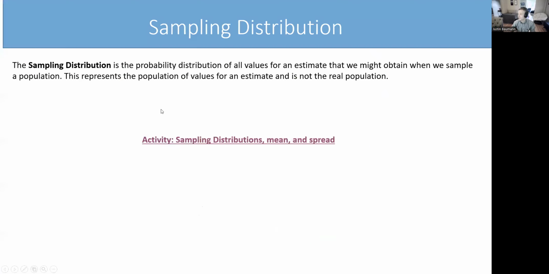All right. So to define the sampling distribution, what we've been talking about, it's the probability distribution of all values for an estimate that we might obtain when we sample a population. This represents the population of values for an estimate and is not the real population. This is the values within our sampling, like our sample size, the distribution of our sample, not the distribution of the population. They are different, right? We're hoping that it represents the population, but it is in fact just the distribution of the sample.